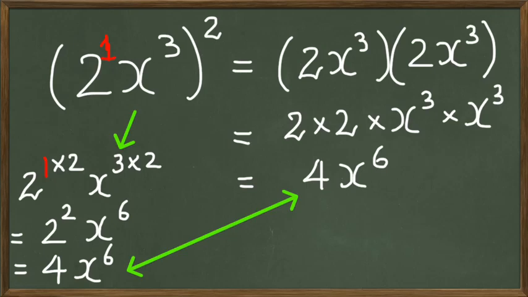So if you have a power of a power and there's a number inside the bracket, then you'll have to raise the power for that number as well, like in this case with the 2.